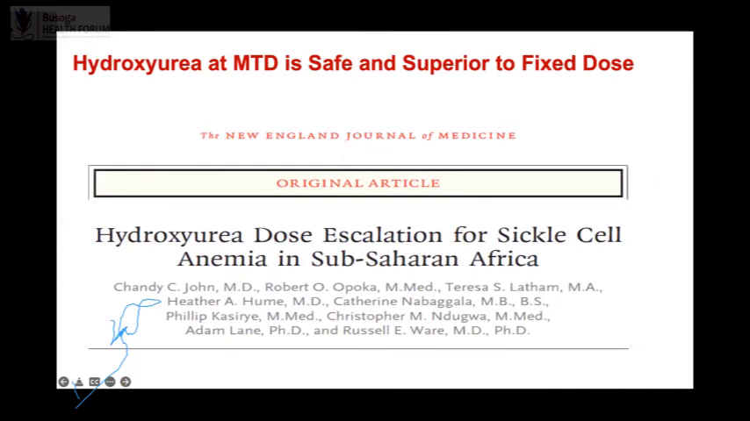MTD is the highest dose the patient can get without toxicity. So for hydroxyurea, the higher, the better. The higher doses actually are better, okay? And this has been found to be safe and superior to the fixed dose of 20 milligrams per kilo per day. Of course, it's more expensive, but it's actually better. So for patients who can afford, who can be monitored, aim at the maximum tolerated dose, okay?